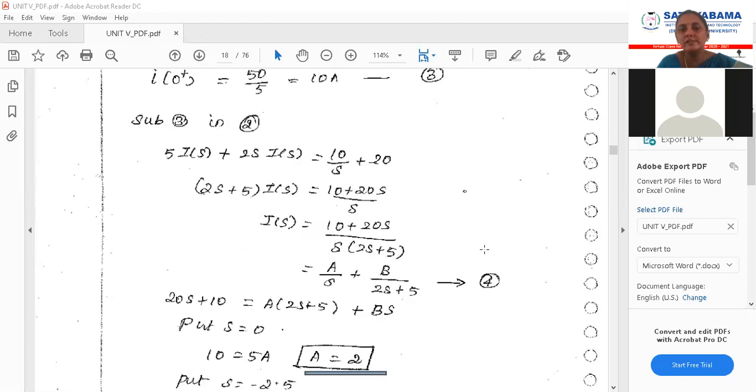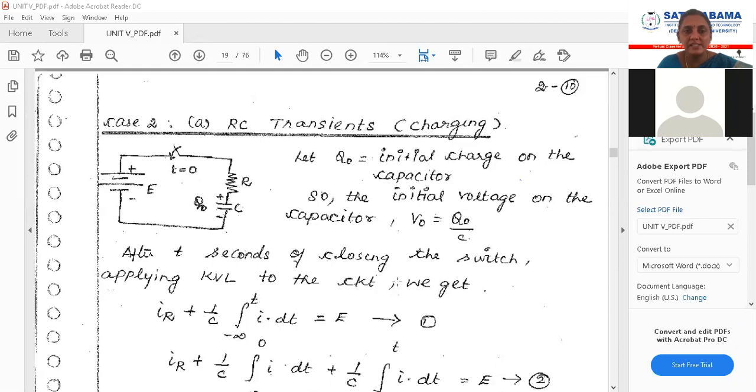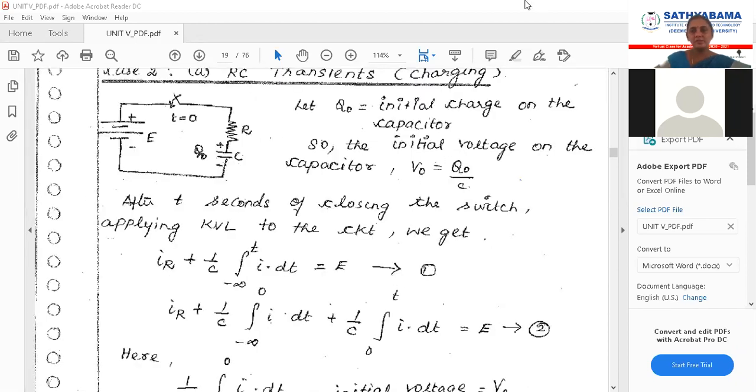RL, any doubt is there? Post me in the chat box, or if any problem has to be repeated also, you tell me, I will repeat it, and then we will proceed for RC. Waiting 2 minutes. Or I can proceed, you tell me, such that I will start up with the RC transients. RL is clear? Any doubts in RL?